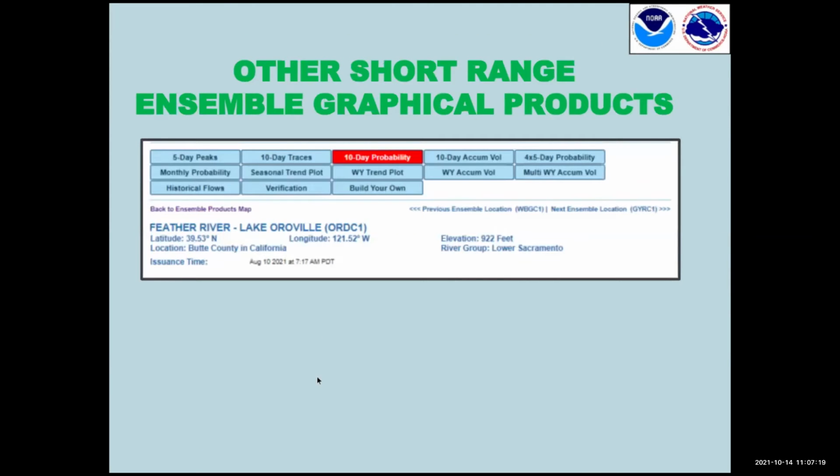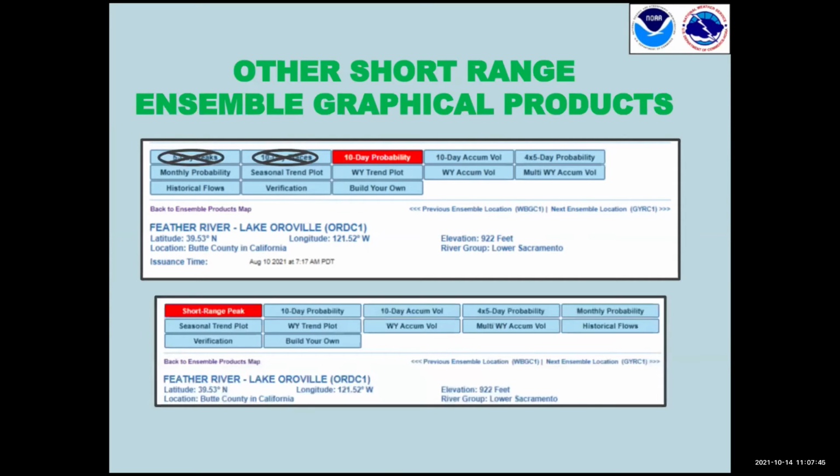We do have some other short range ensemble products, 10-day probabilities, that are available on our webpage. Before, we did have some short range plots called the 5-day peak and 10-day traces. Those that are familiar with our website have probably seen those before, and those are no longer there. The short range ensemble graphic that we talked about is now in its place. So now we have a single button short range peak, which corresponds to that interactive graphic we just went through. That really provides all the information that was in those other two static images, plus a whole lot more. So it's a much more powerful tool.